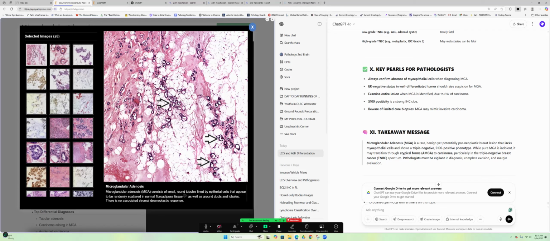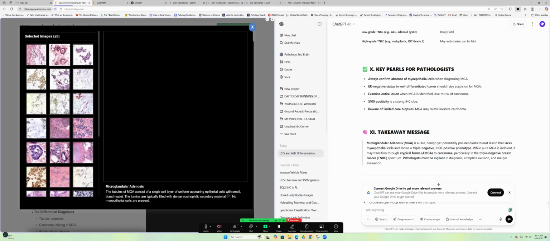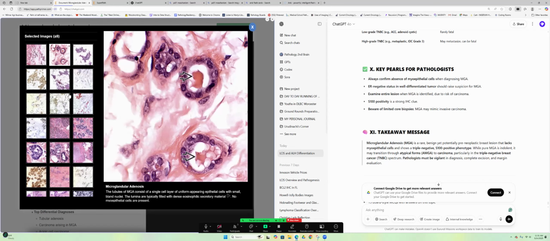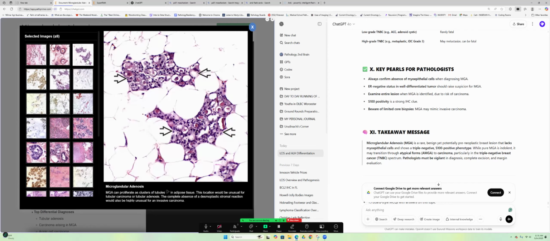So microglandular adenosis, tubules, this is another one. They have eosinophilic secretions. No desmoplastic stroma, just fat. What we see again in tubular carcinoma is desmoplastic stroma, whereas in microglandular adenosis, you see it inside fat, no desmoplastic stroma. Do you understand?